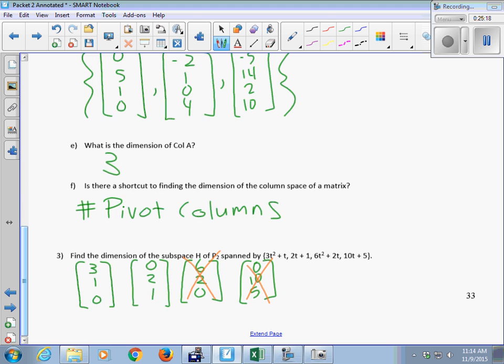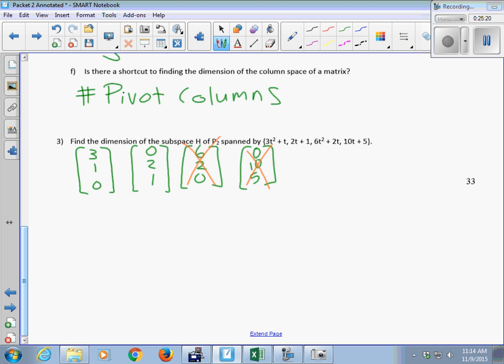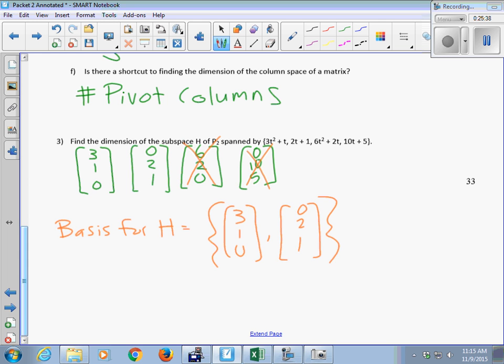Now the remaining two, are they linearly independent? Yes. So my basis for H is just going to be those two vectors, 3, 1, 0 and 0, 2, 1, which means what's the dimension of H? 2.